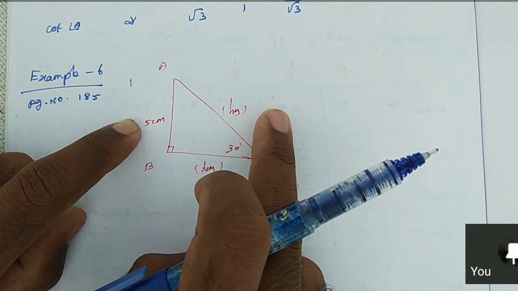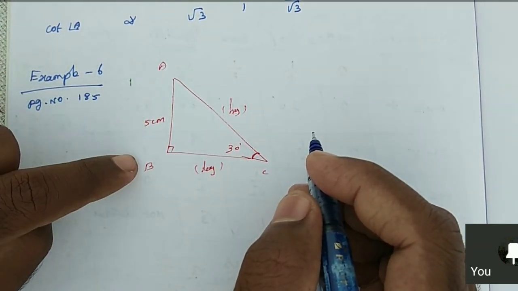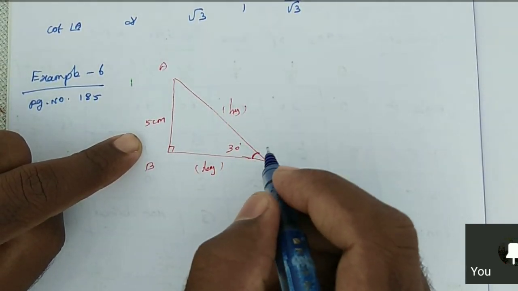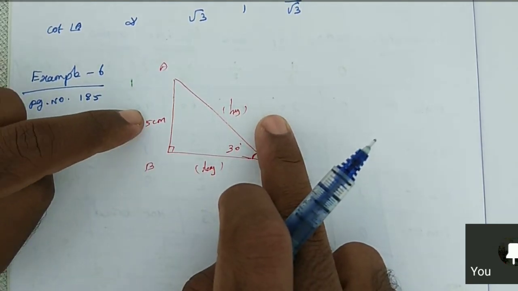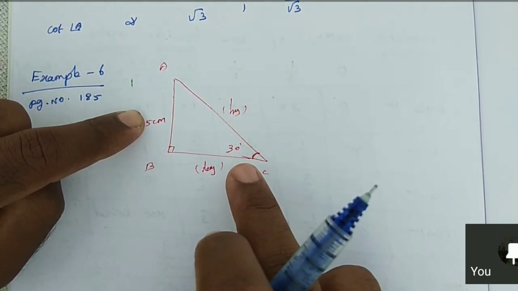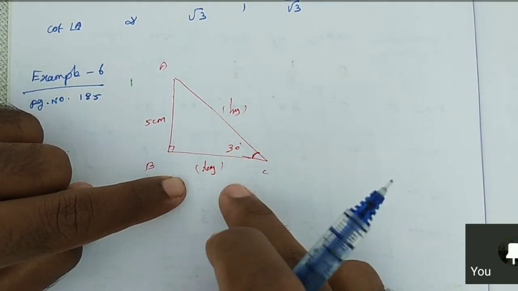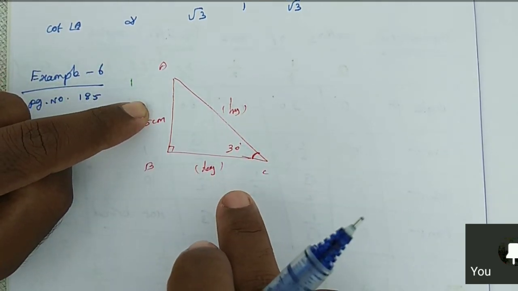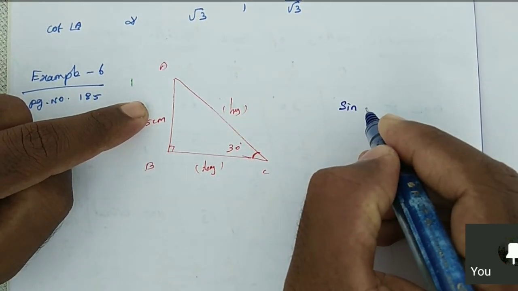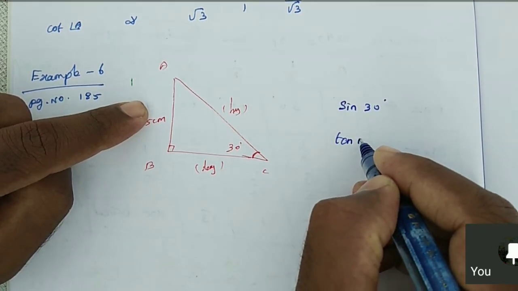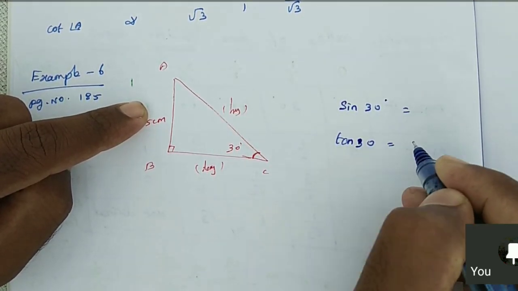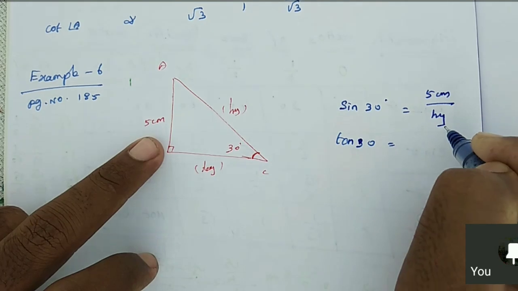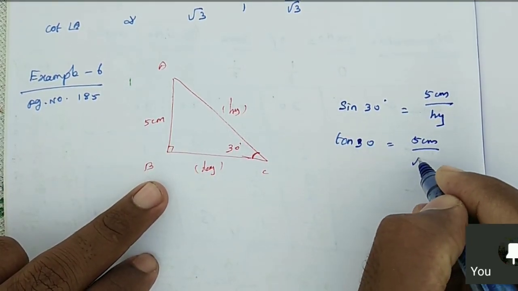Actually, we need this AB value. We can use this AB value to find out any one of the remaining sides, maybe hypotenuse or leg. For sine theta, opposite by hypotenuse. For cos theta, adjacent by hypotenuse. There is no value here, both are unknown values. Next, tan, opposite by adjacent. So we can use sine 30 degree or tan 30 degree. For sine 30 degree, 5 centimeter by hypotenuse. For tan 30 degree, 5 centimeter by one of the legs.